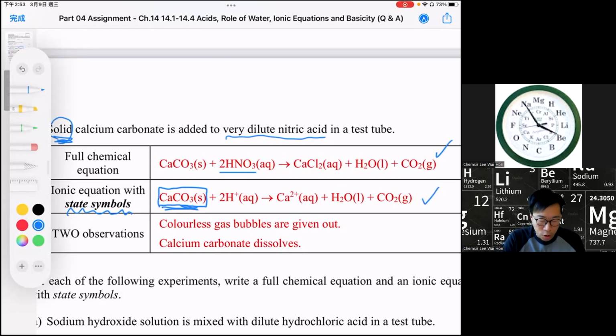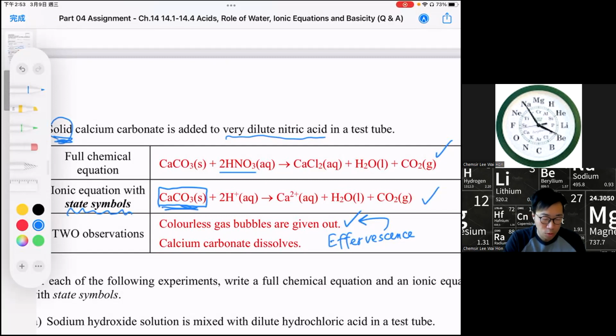And then the 2 observations here, I found a common mistake. Most of you could write down colorless gas bubbles as one observation. And then I found many of you write down effervescence occurs. Actually, effervescence occurs somehow means the production of gas bubbles. It is not another observation.